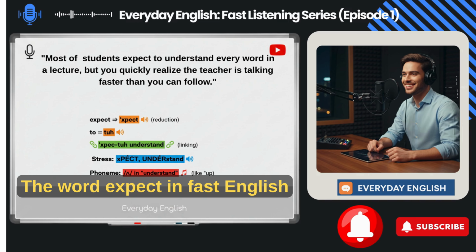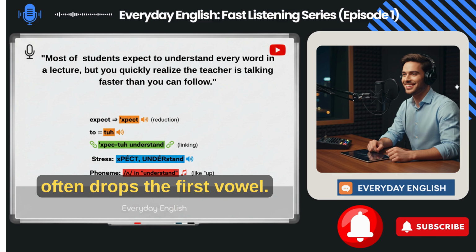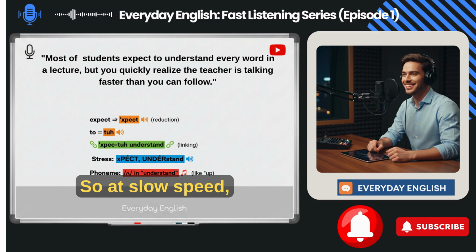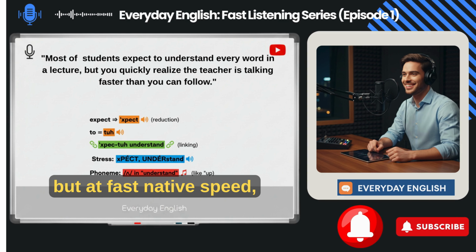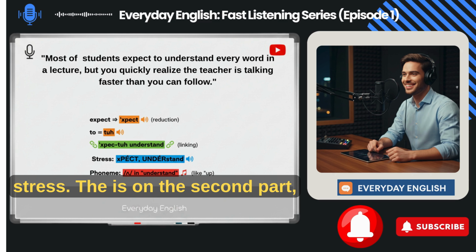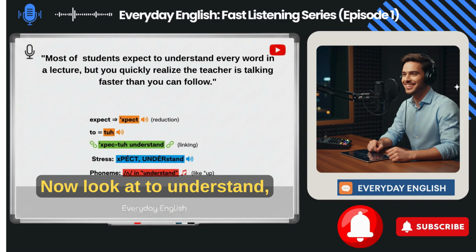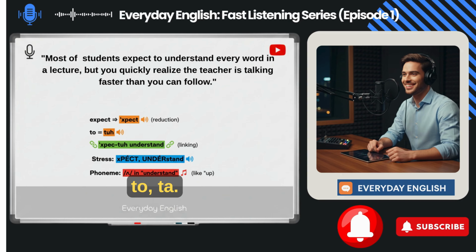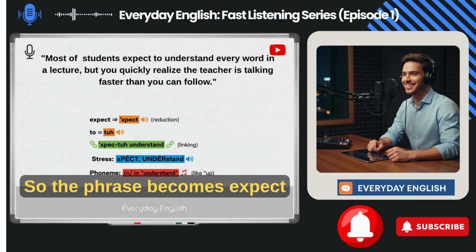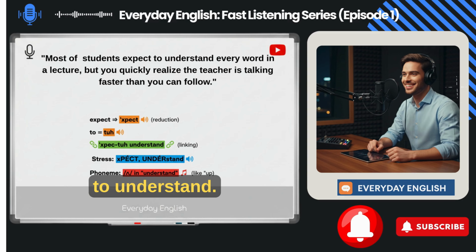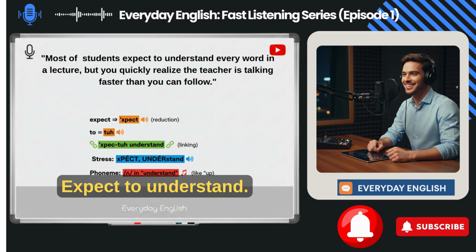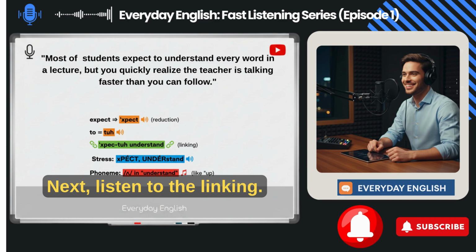Expect to understand. The word expect in fast English often drops the first vowel. So at slow speed, you hear expect. But at fast native speed, you hear expect. The stress is on the second part, expect. Now look at to understand. To. So the phrase becomes expect to understand. Expect to understand. Next, listen to the linking.